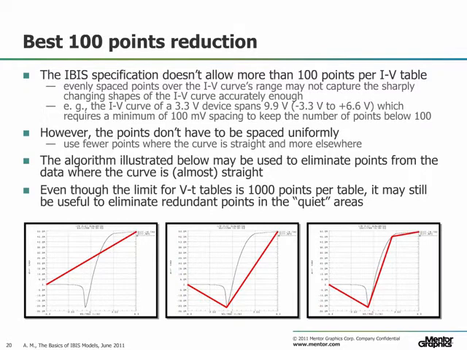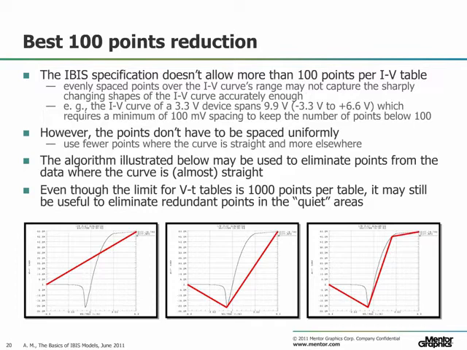The IBIS specification imposes some limitations on how long the data tables can be. IV curves are not allowed to have more than 100 points per table. The original limitation on the VT tables was also 100 points, but starting with version 4.0, this limit was raised to 1000 points for VT tables.